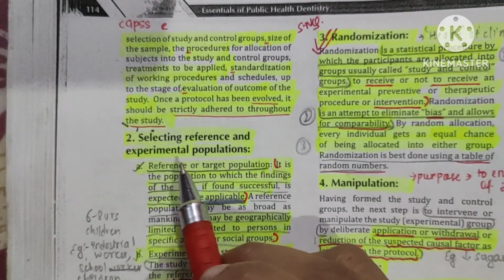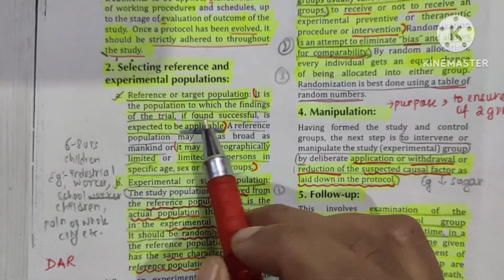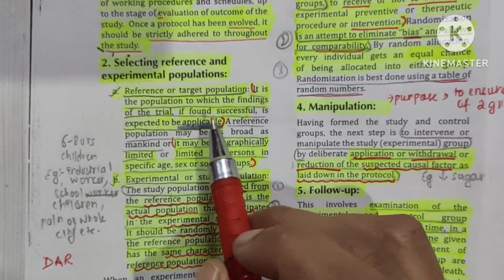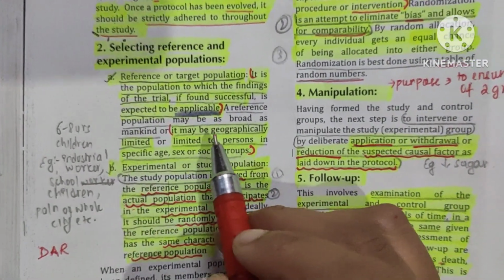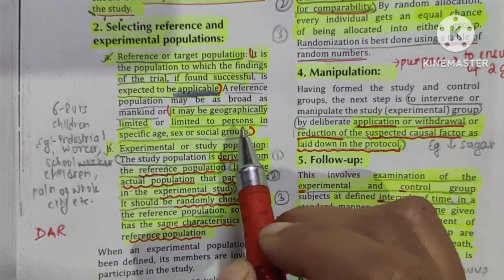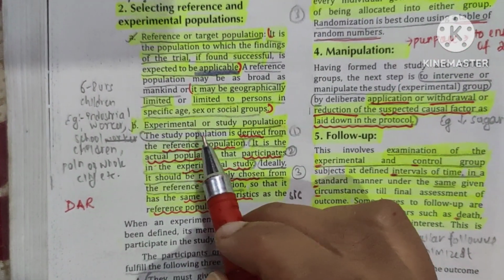Now, selecting the reference and the experimental population. Reference population. It is the population to which the final findings of the trial, if found successful, are expected to be applicable. It may be geographically limited or limited to the persons in the specific age, sex or the social groups.